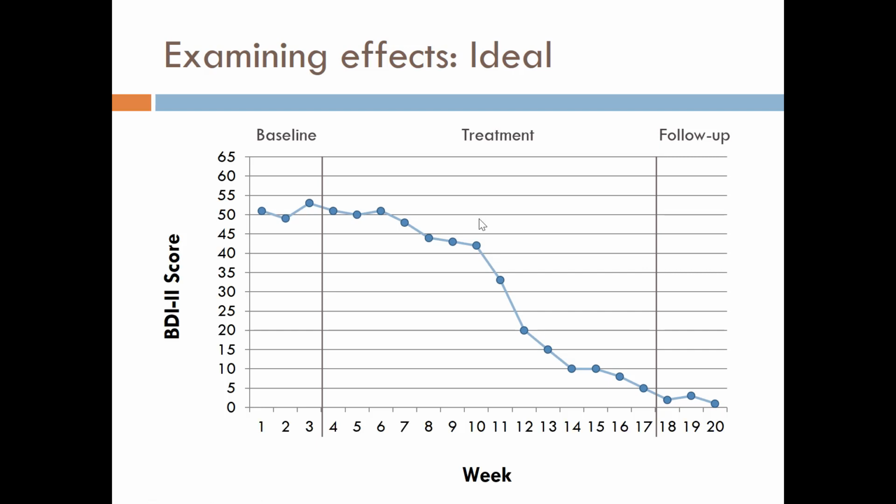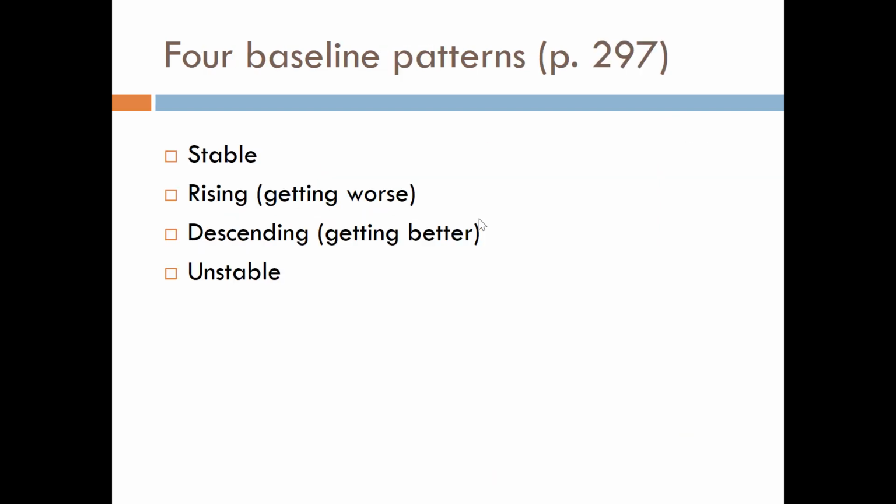One thing to note is your book refers to this phase as withdrawal, and I'll talk about that in a little bit in terms of the very specific use of that word. But for our purposes, follow-up and withdrawal mean the same thing. There are 4 patterns when it comes to baseline measurements and how we can interpret them, found on page 297 of your book. There's stable; rising, which means the client's problems are getting worse; descending, which means they're getting better on their own; and then an unstable case that's very difficult to interpret.